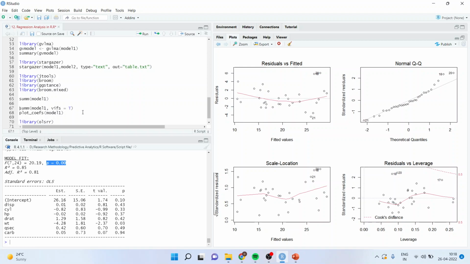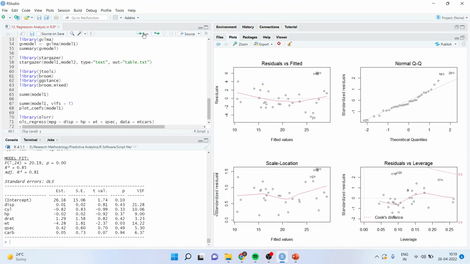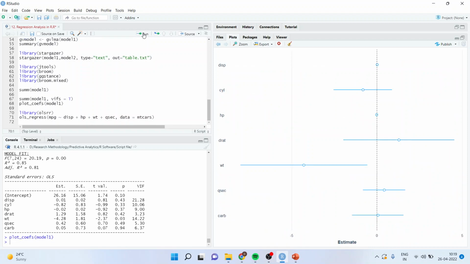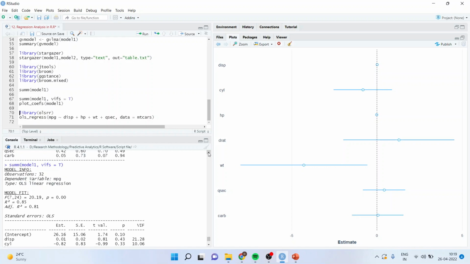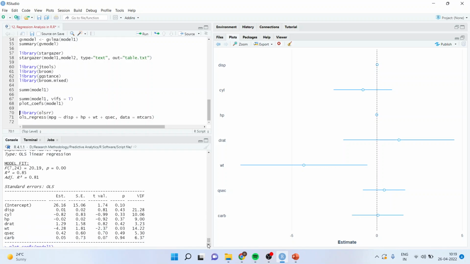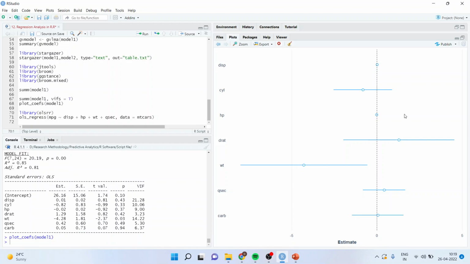If you want the variance inflation factor, or rather is there any presence of multicollinearity between the variables or not, so you have to just write down VIFS is equal to true. Run it, and the command line is plot underscore coefficients model 1. On first it will give you the plot on right hand side. Now how to interpret this plot, let us understand.